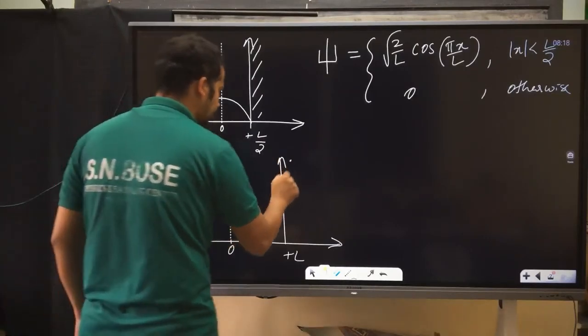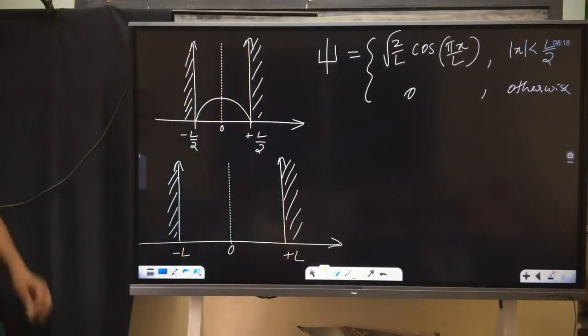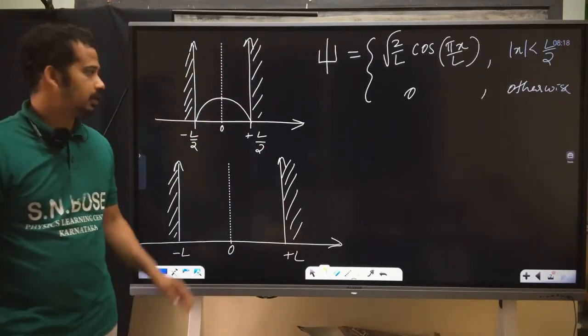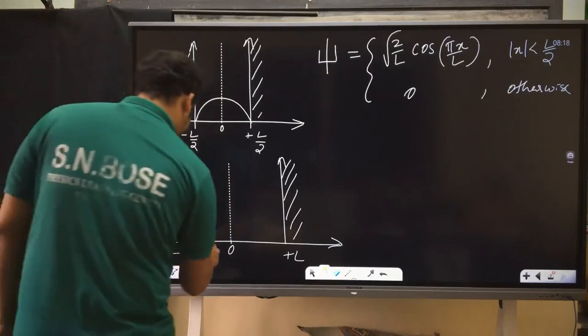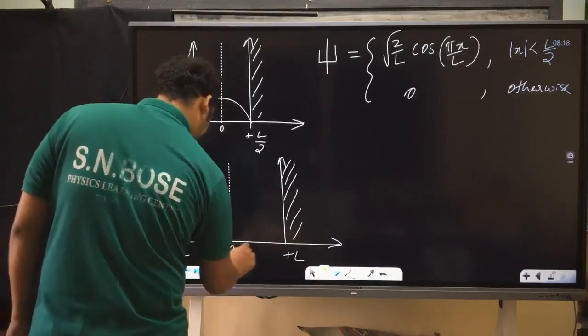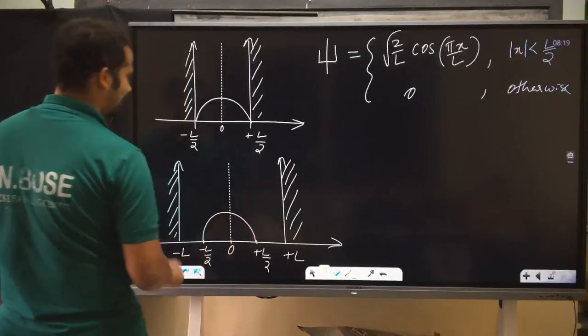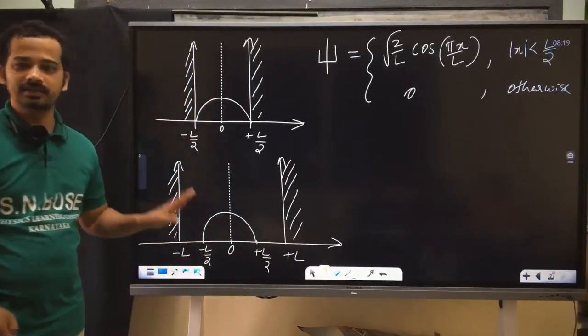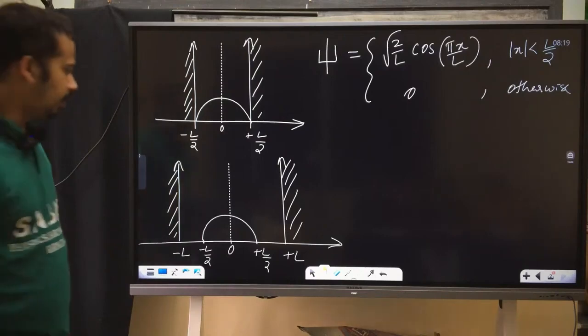I will show you the question, how they are designing it. Suddenly expanded from minus L to plus L, so that your state is momentarily unchanged. What do you mean by that? This is minus L by 2, this is plus L by 2. The state is momentarily unchanged. I did a sudden expansion here, so now this is the state.